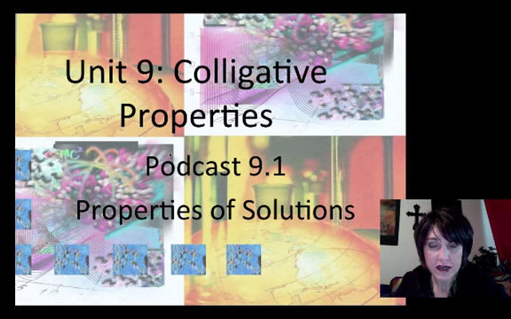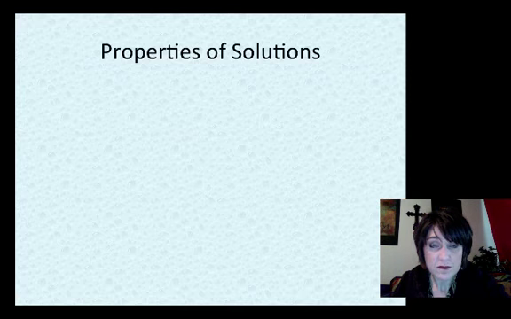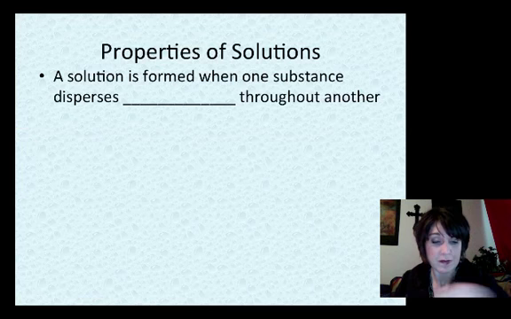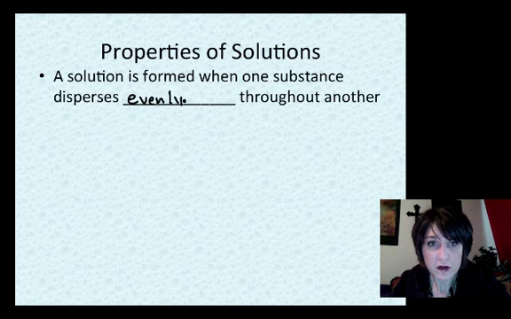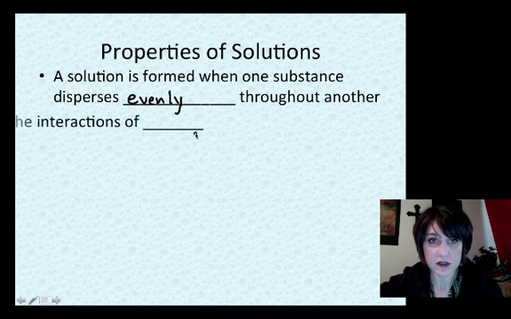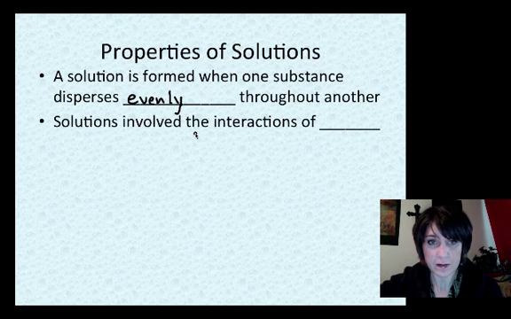We're in Unit 9, Colligative Properties. So basically, we're going to look at properties of solutions. First, let's talk about what solutions are. Solutions are formed when one substance disperses evenly throughout another. So it's the ultimate type of homogeneous mixture where you cannot distinguish one particle from the other.